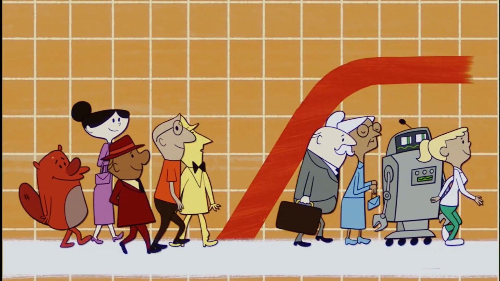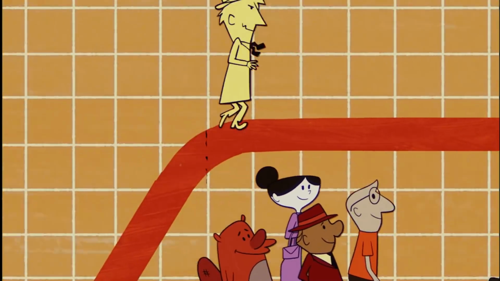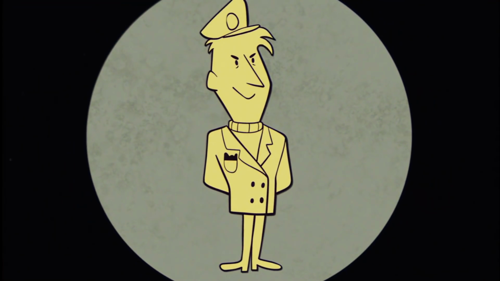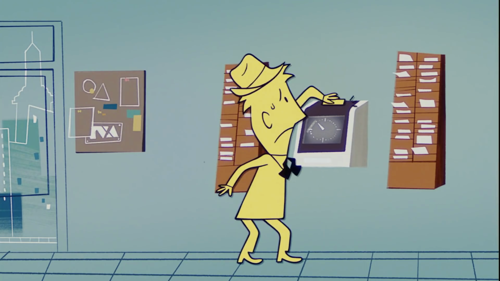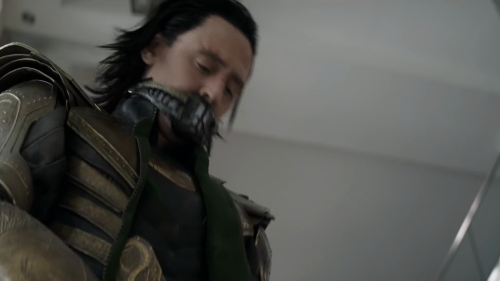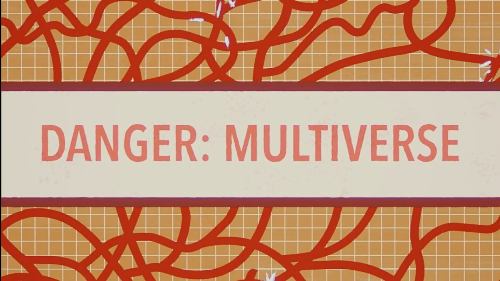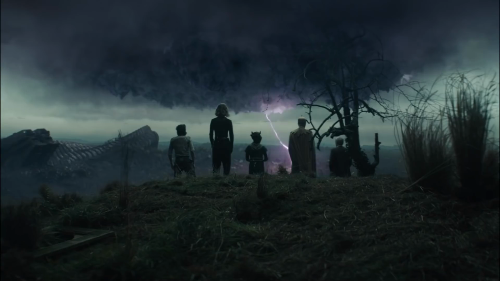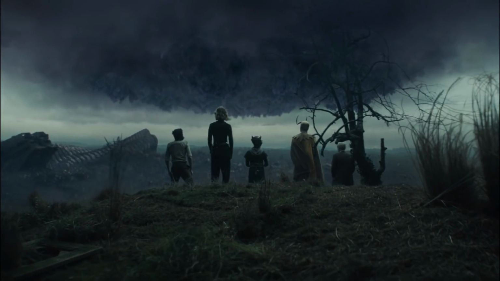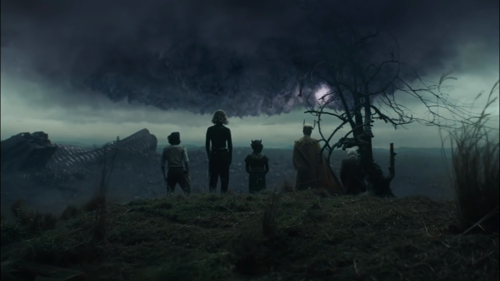The TVA describes a variant as a person who does something that they're not supposed to in the sacred timeline. Their crime could range anywhere from arriving late for work to stealing the Tesseract from the Avengers. The TVA is dedicated to maintaining the sacred timeline to prevent the Multiversal War. Today, we're going to explain all of these Loki variants that were featured in the Disney Plus TV show.